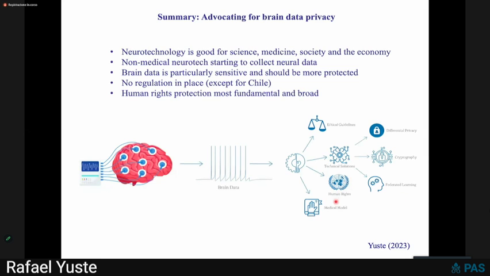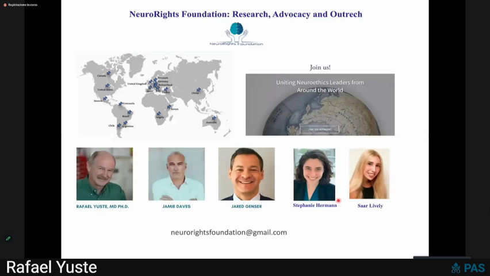But our point of view is that this is maybe a time to reflect about the broader direction of neurotechnology, and maybe the best protection could be or should be at the human rights level, because the human rights level is sort of the trunk, anchored in the concept of human dignity, and permeates all of the constitutions and all of the political systems in the world. So with that, I wanted to finish.